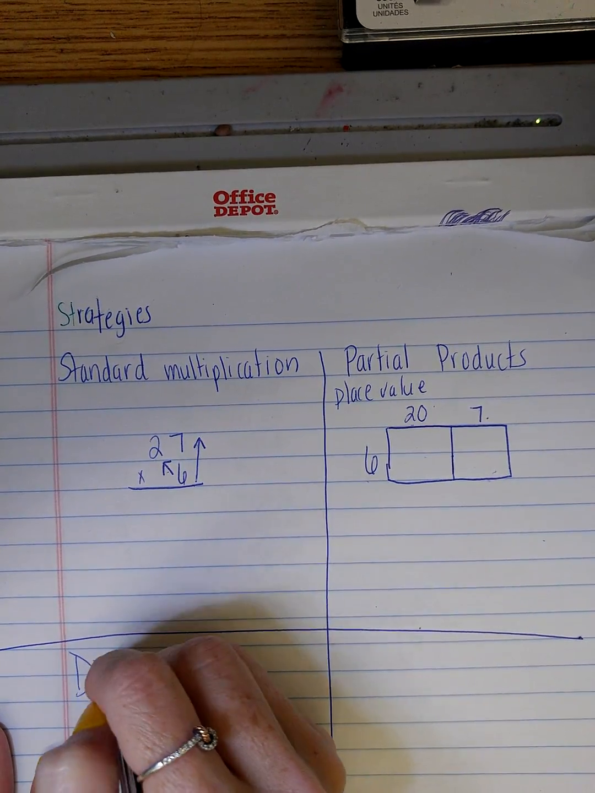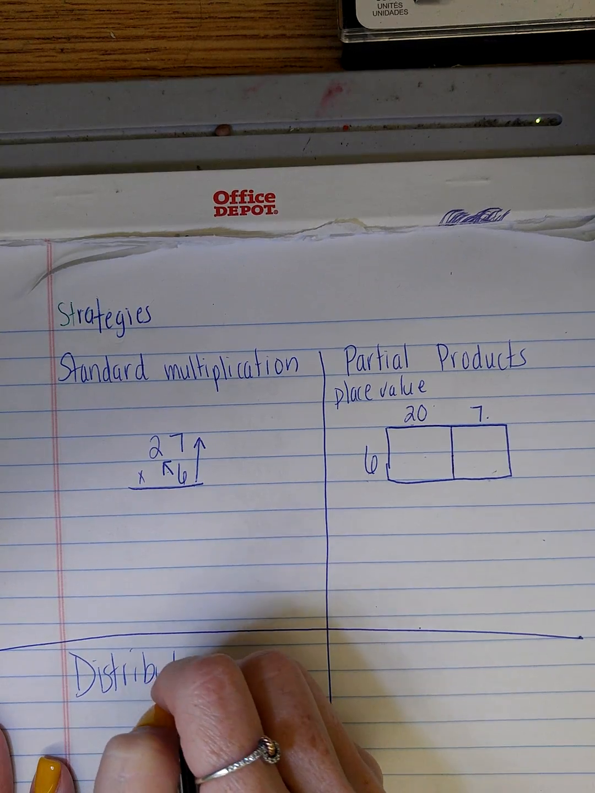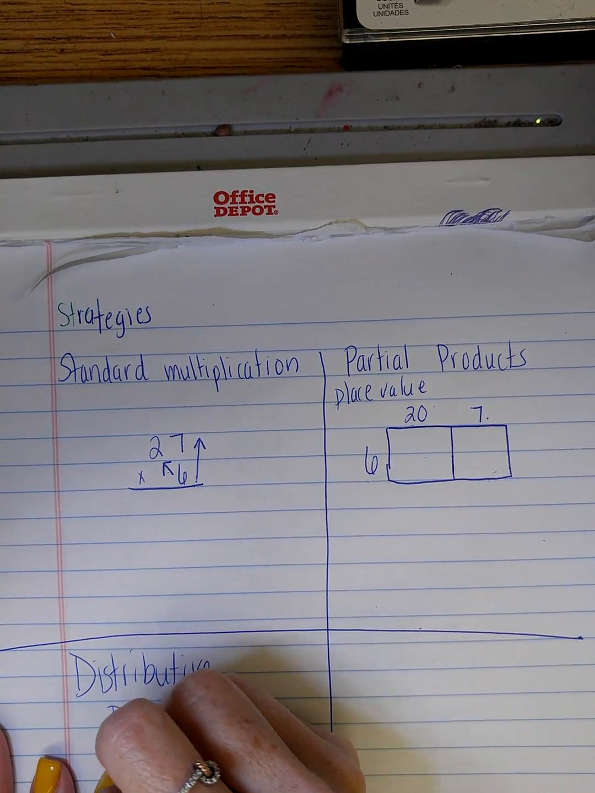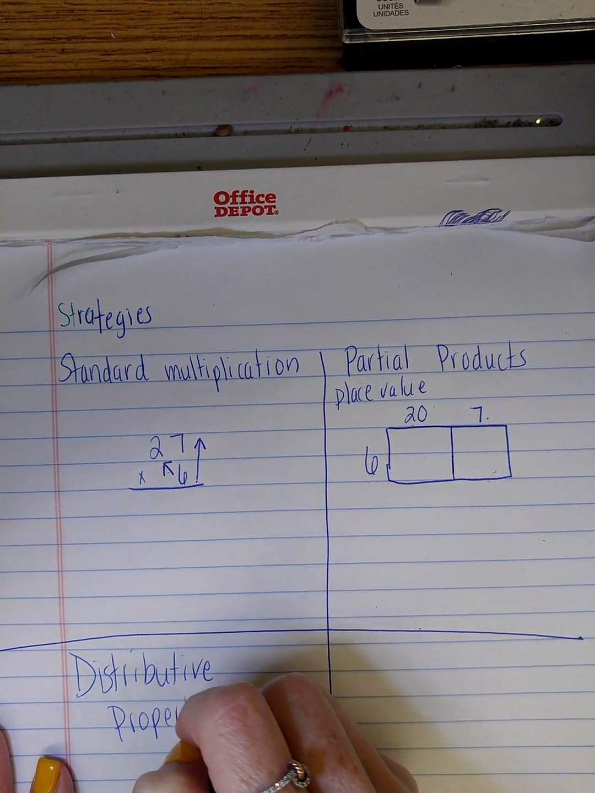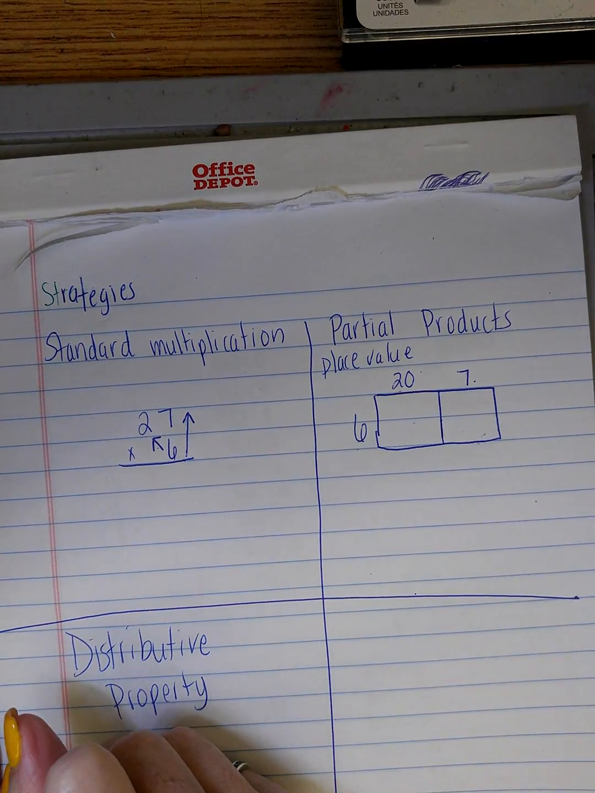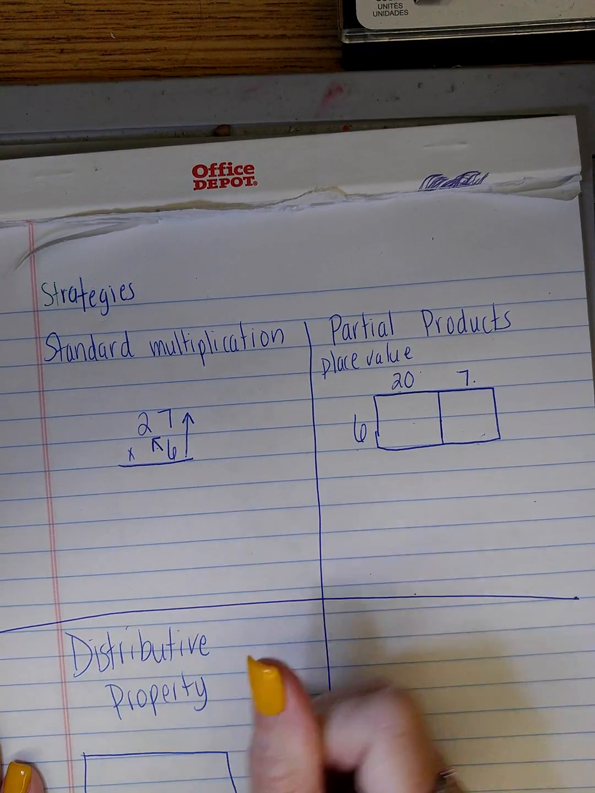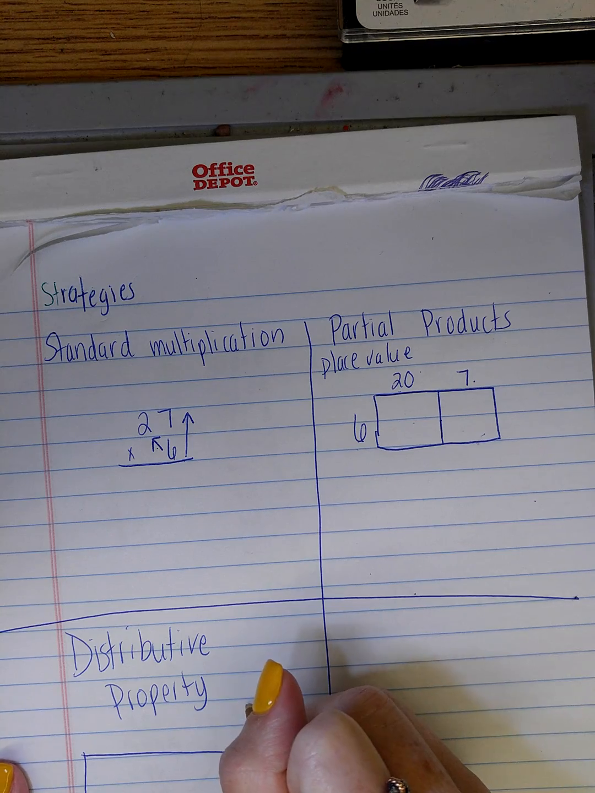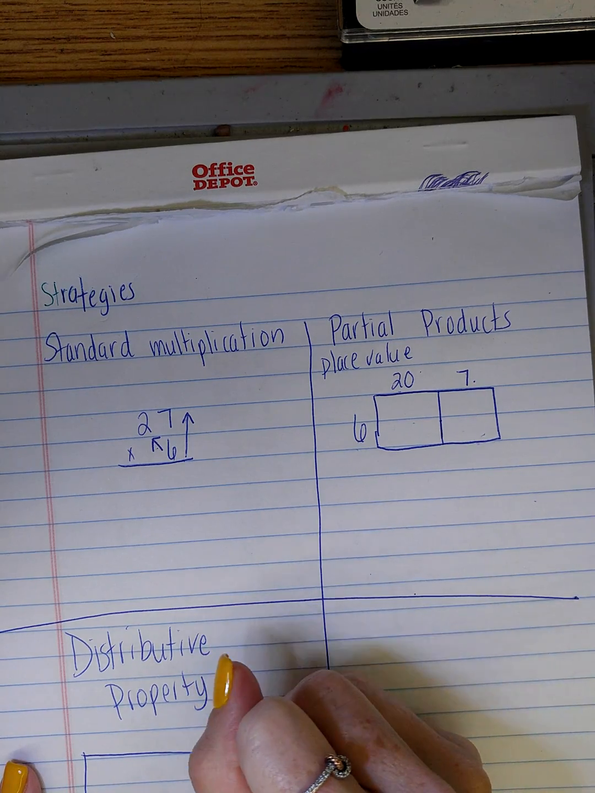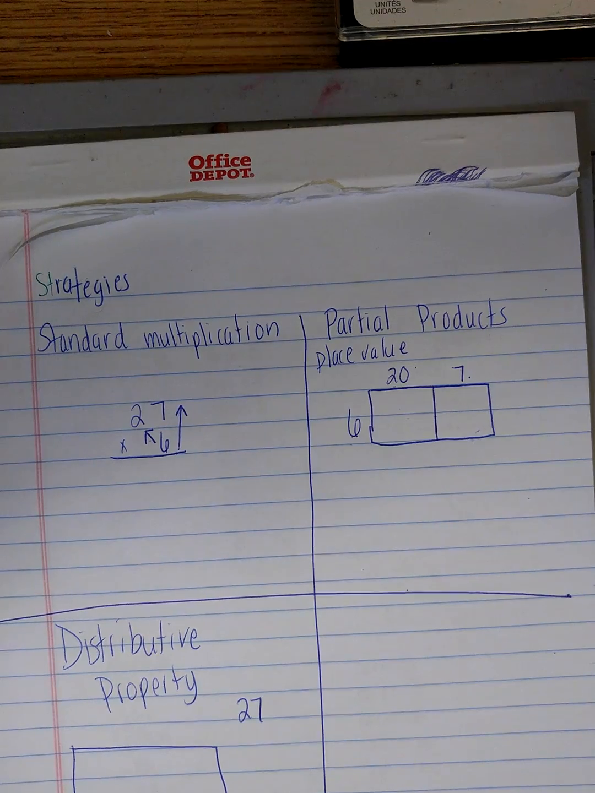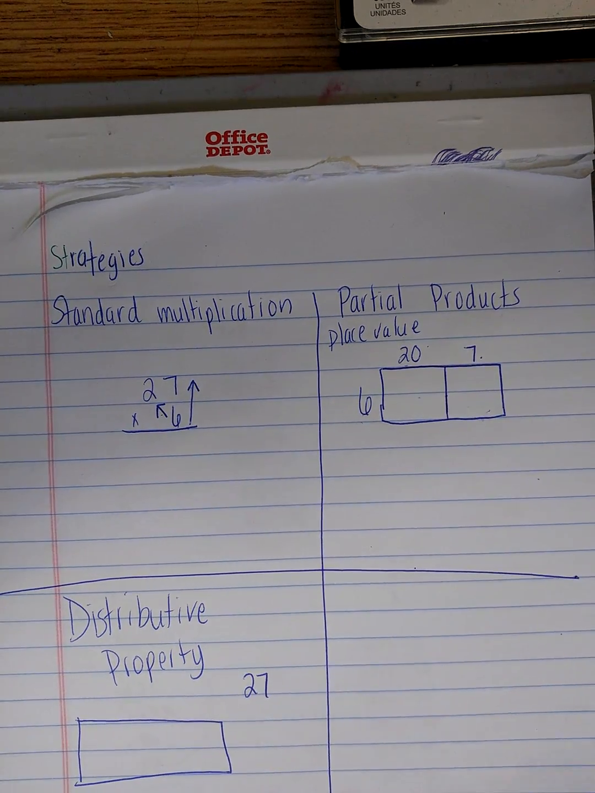We also have the distributive property. Distributive property of multiplication works like this. So same, let's do 27. All right, sorry about that. Had to pause for a phone call.